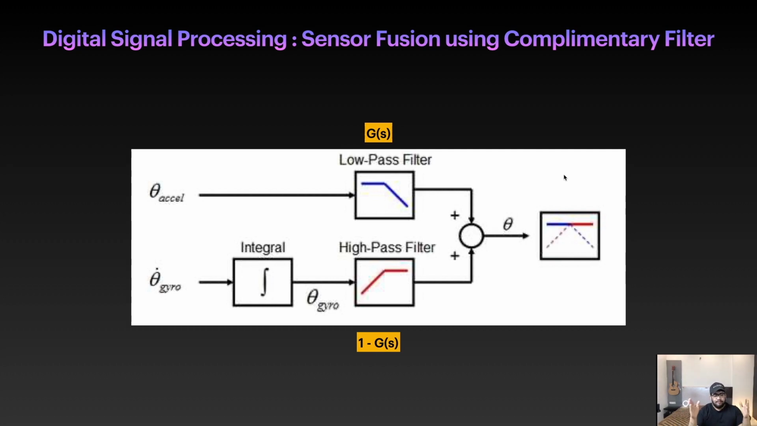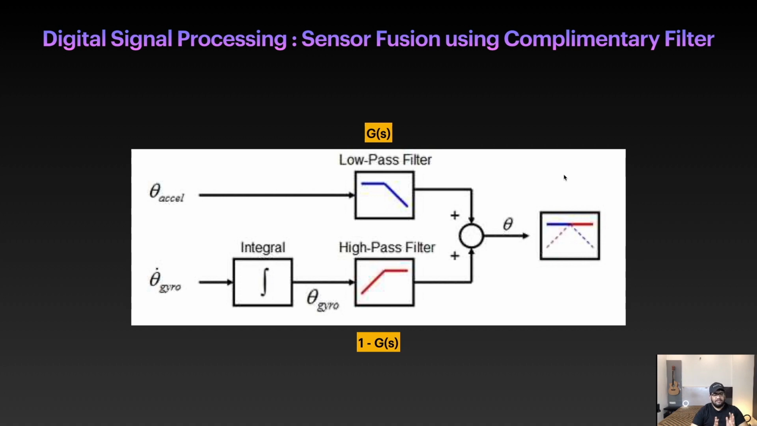We can use a complementary filter, where we pass the accelerometer value through a low pass filter, and we pass the integrated gyroscope value through a high pass filter, and together we get a complementary filter, because the low pass filter is the complement of the high pass filter. That is, if your low pass filter is G of s, your high pass filter will be 1 minus G of s, and ultimately you will get the full value, that is, the one value. So this is a very powerful concept and very easy to implement.